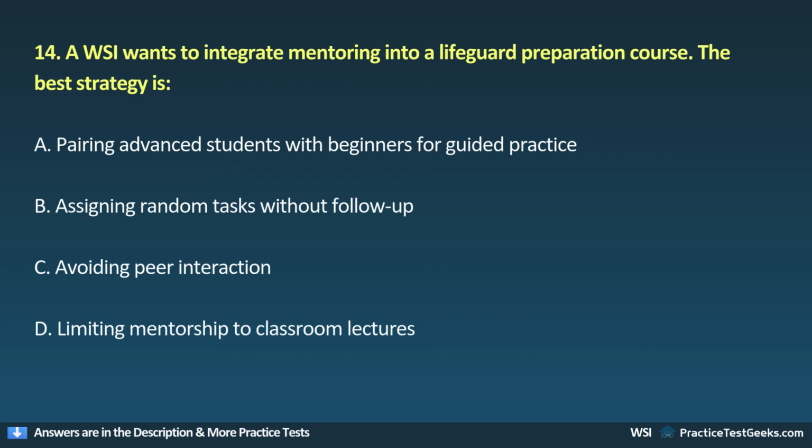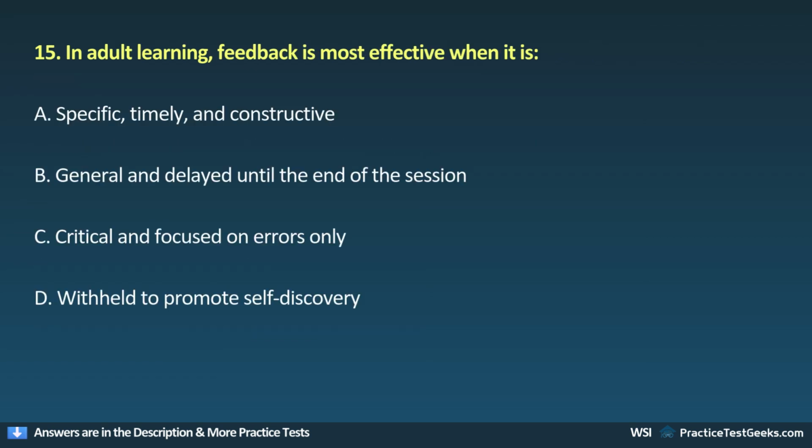C. Avoiding peer interaction. D. Limiting mentorship to classroom lectures. 15. In adult learning, feedback is most effective when it is A. Specific, timely, and constructive. B. General and delayed until the end of the session. C. Critical and focused on errors only. D. Withheld to promote self-discovery.